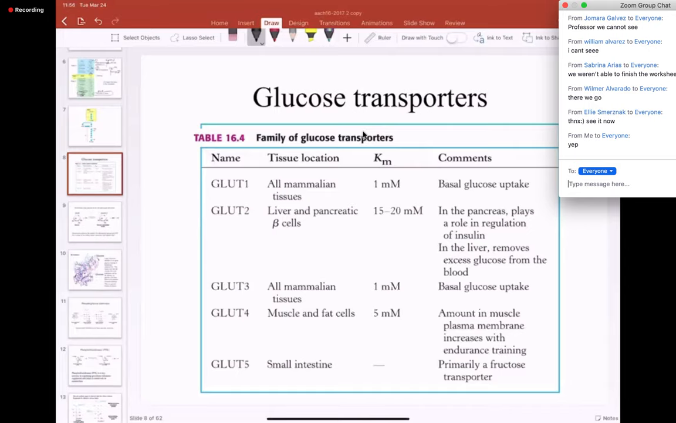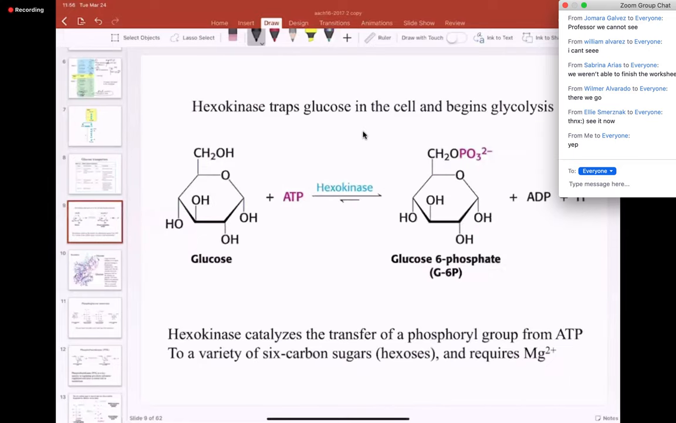One is to be able to sense how much glucose there is, so it can produce insulin and such, and that would be the pancreatic beta cells. The liver is where they build up glycogen and your sugars are stored. Therefore, at a high sugar concentration, the liver is going to suck up more sugar. Most other things have a relatively lower KM, 1 or 5 millimolar, and that's just taking up glucose from the blood to survive. Here, what we do quickly is go through the steps of glycolysis.